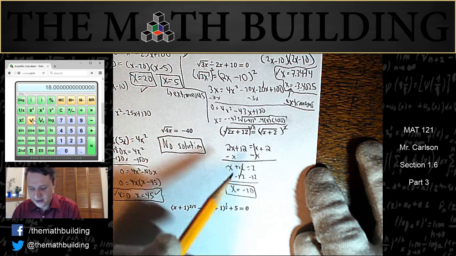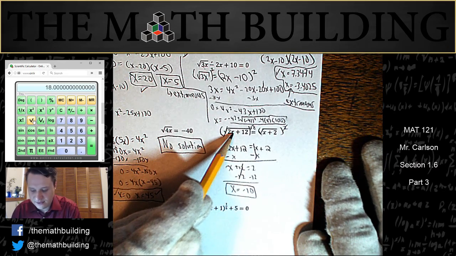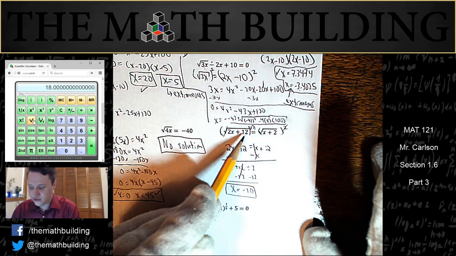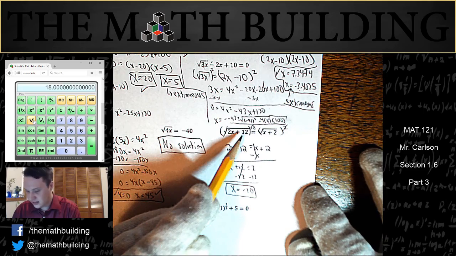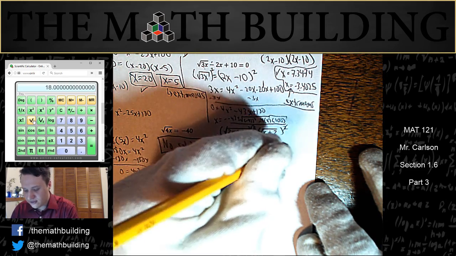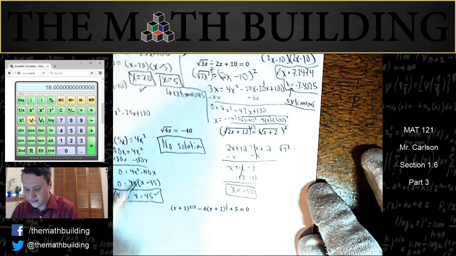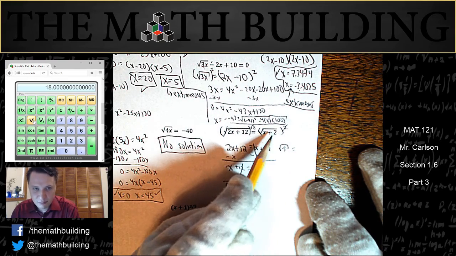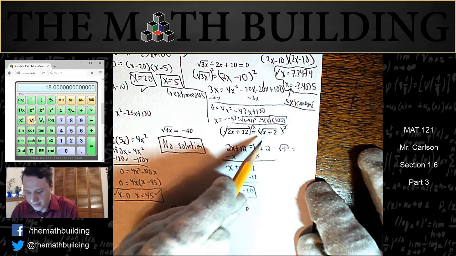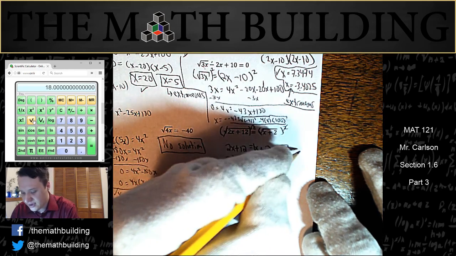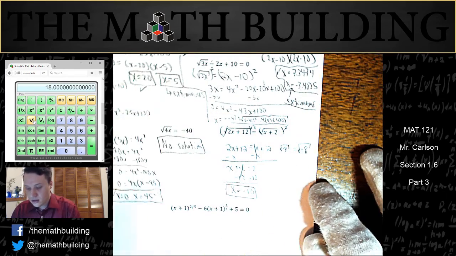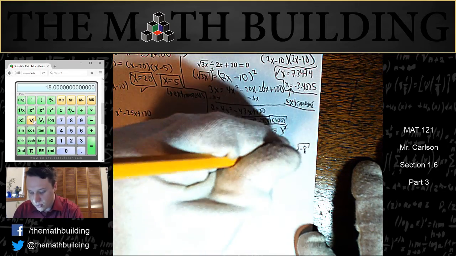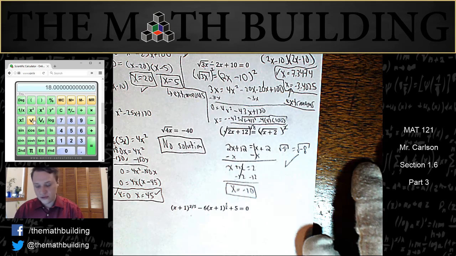If I plug in negative 10 here, I get 2 times negative 10, which is negative 20. And negative 20 plus 12 is going to be negative 8. So on the left side, I would get the square root of negative 8. If I plugged in negative 10 here, I'd get negative 10 plus 2, which is negative 8. So I get the square root of negative 8 equals the square root of negative 8, but that's okay. The two sides do equal the same value.